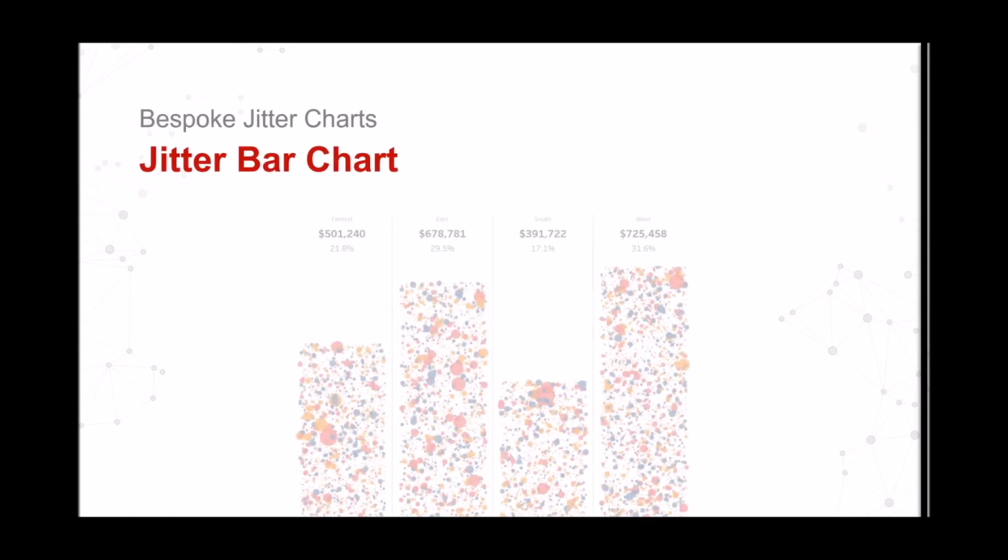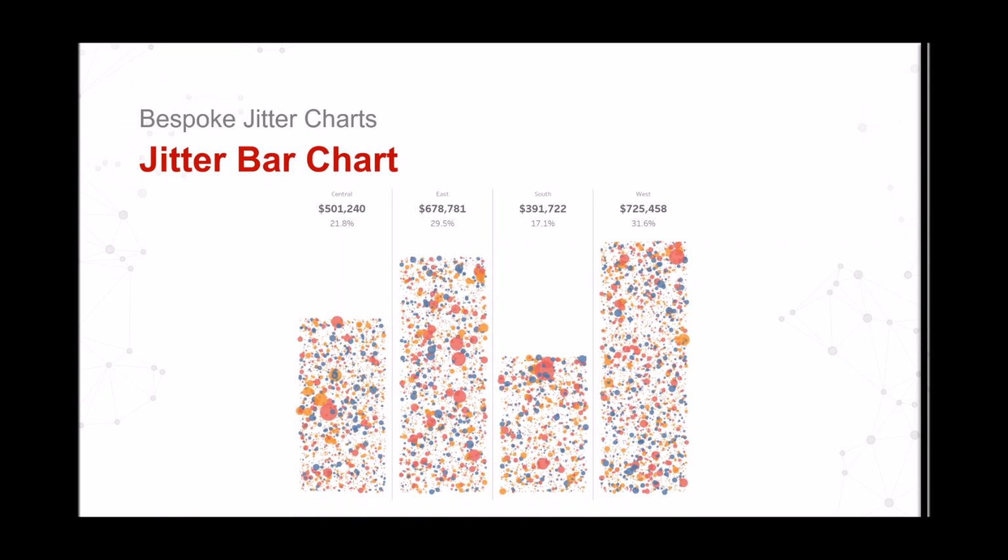Bespoke Jitter Charts, Jitter Bar Chart, and this is what it looks like. Taking what we've learned from the last lesson, in terms of using the random function to create a jitter effect, we are now going to apply this to our actual data and create a visualization using this technique. This is just a start, as we will perform more and more examples of using the jitter technique.